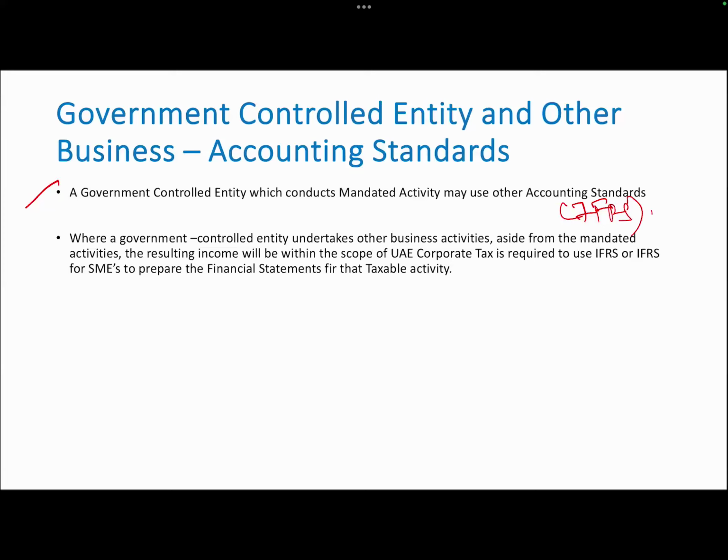So a government controlled entity which conducts a mandated activity may use the accounting standard. Where a government controlled entity undertakes other accounting standard, I'm sorry, here you don't have to follow IFRS, but here in this point you will have to follow IFRS. Where a government controlled entity undertakes other business activities aside from the mandated activity, the resulting income will be within the scope of the UAE corporate tax, and it is required to use IFRS or IFRS for SMEs to prepare the financial statements for the taxable activity.